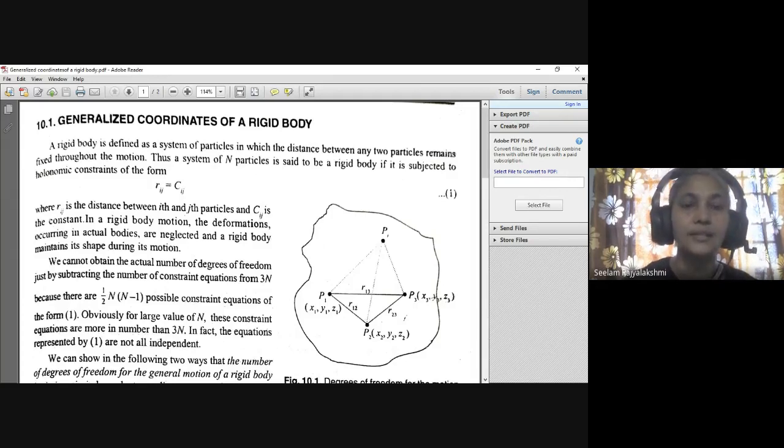So in the motion of a rigid body, whenever we obtain any deformations in the actual body, we can neglect them because it is a rigid body. It maintains its shape during its motion.